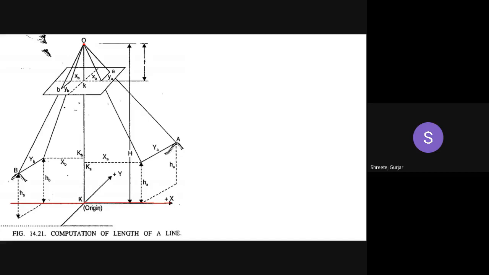This is what point? K, the principal point on the ground. The principal point on the ground is capital K. You can say it is where it meets the plumb line. Then the same point on the photograph will be what? Small k. Okay, it is represented as small k.